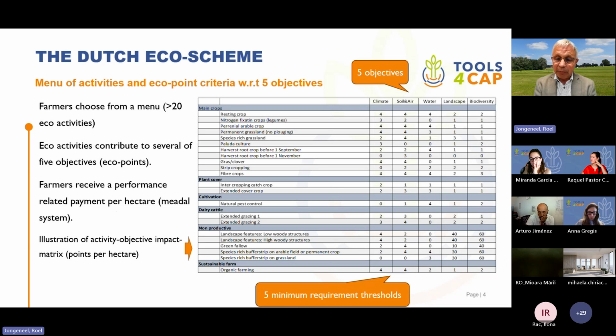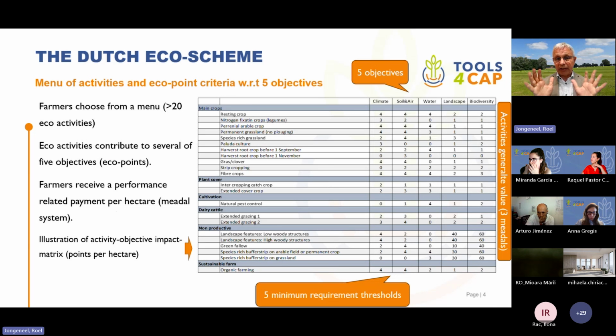There are minimum criteria in the system, so farmers have to make sure that when they select a set of activities, they satisfy some minimum requirement thresholds. This usually means they have to select a set of activities which should be at least 5 or more activities. And as said, these activities generate a payment.